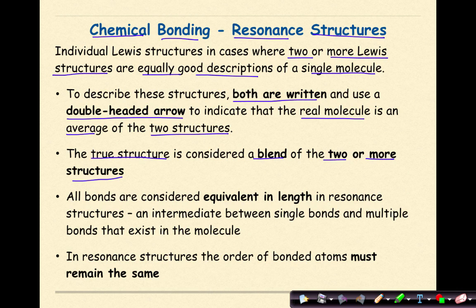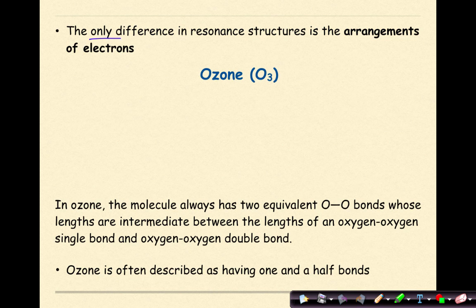The true structure is considered a blend of the two or more structures that may be involved. All bonds are considered equivalent in length in resonance structures, an intermediate between single bonds and multiple bonds that exist in the molecule. In resonance structures, the order of bonded atoms must remain the same. The only difference in resonance structures is the arrangement of the electrons.